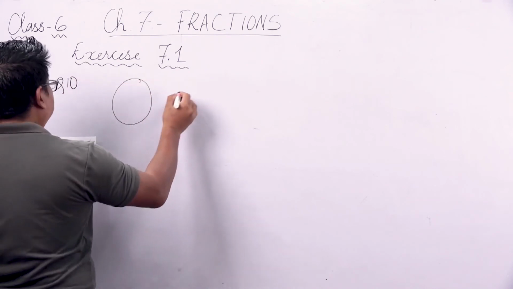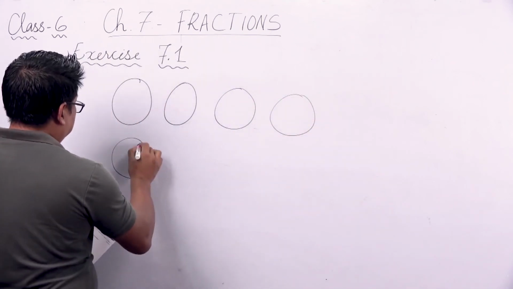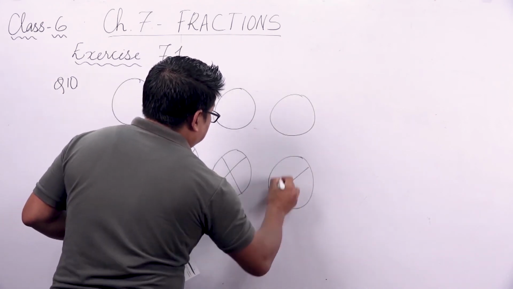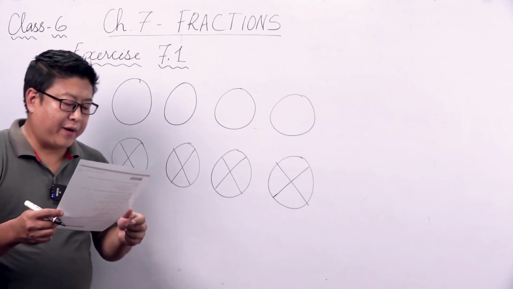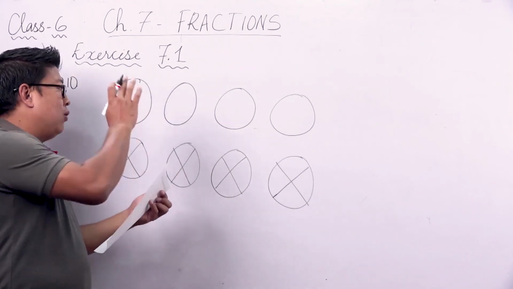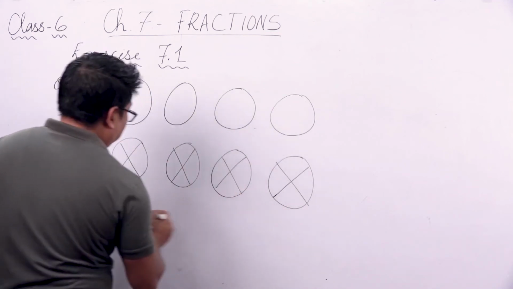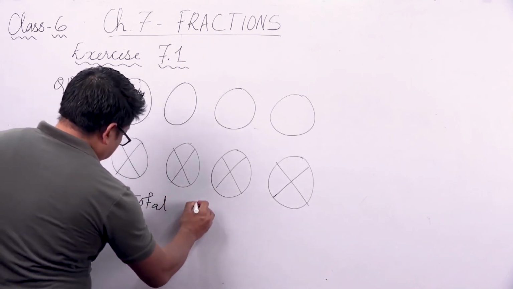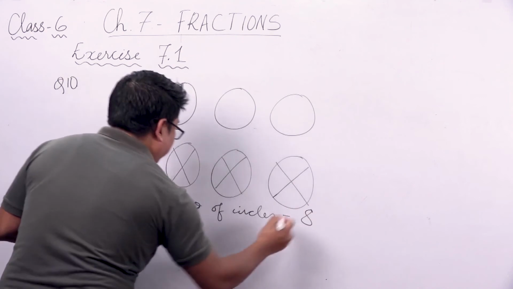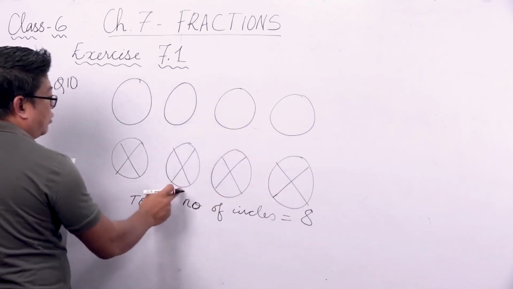Question number 10. We have been given circles like this. 1 circle, 2 circle, 3 circle, 4 circle, circle with X. And the question is, what fraction of these circles have X in them? That means in these circles, what fraction has X in them? So let's count the number of figures: 1, 2, 3, 4, 5, 6, 7, 8. So the total number of circles is equal to 8. And then the number of circles with X in it. This is blank, blank, blank, blank. We have this. So 1, 2, 3, 4.